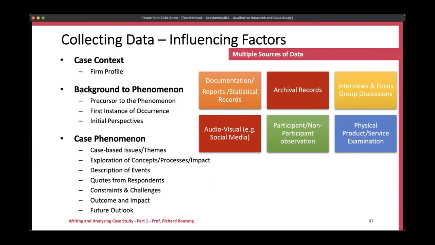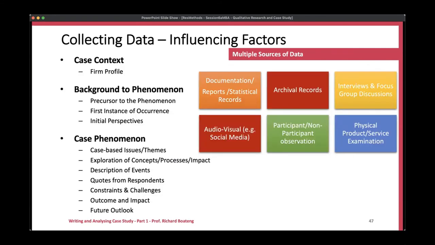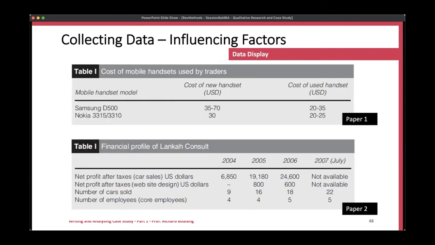So you have got multiple sources, and different types of data you may need to collect to be able to write your case. I think I'll pause here because this is now taking me to a different part where I have to discuss all the different methods of data collection. Now what we have seen here, let me go to documentation, archival records, interview and focus group discussions, audiovisual, participant and non-participant observation, and physical product and service examination.